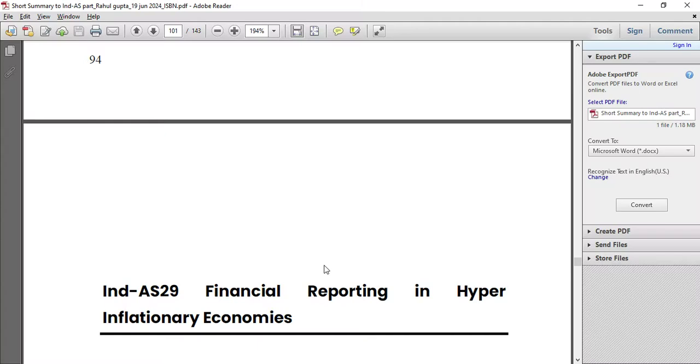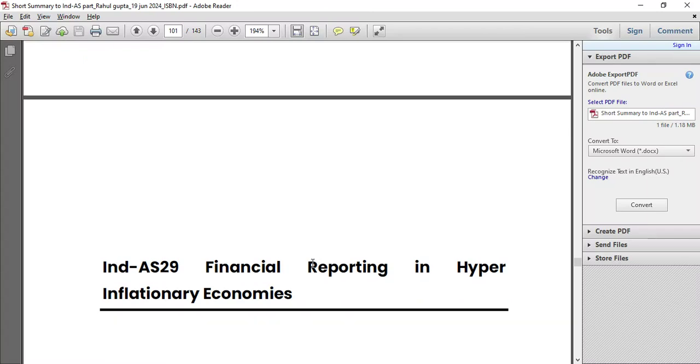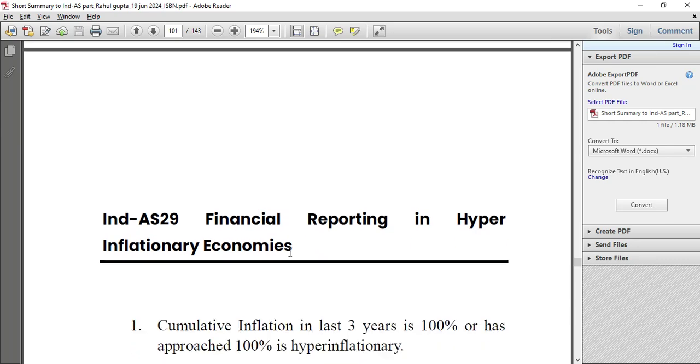Hi everyone. Today we'll discuss Ind AS 29 financial reporting in hyperinflationary economies. So we'll be covering this topic today.